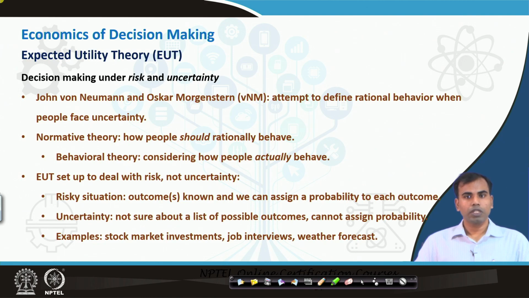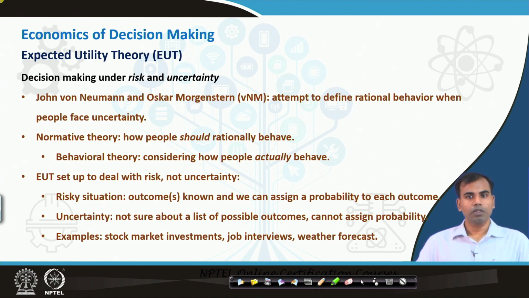Now, when we talk about risky situations, we know what the outcomes are and we can assign certain probability to those outcomes. For example, if you want to invest in the stock market, you know there could be two possibilities, either the stock price would go up or it could go down. In the worst case, probably it may remain where it is, but these are the only 3 possibilities. And you also can understand or try to infer the possibilities in terms of probability of these 3 outcomes. So, this kind of situation is known as a risky situation.